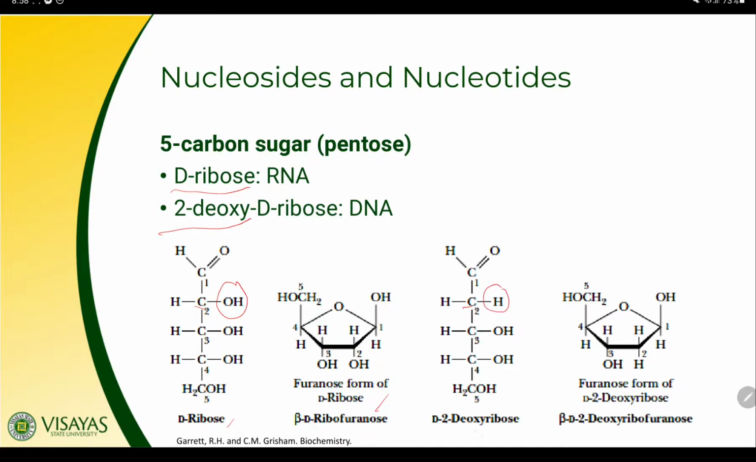So this is 2-deoxyribose in the Fischer projection, and this one is our Haworth projection for 2-deoxyribose. Again, the hydroxyl group in carbon number 2 is replaced with hydrogen. Okay, so that's the 2-deoxyribose sugar.